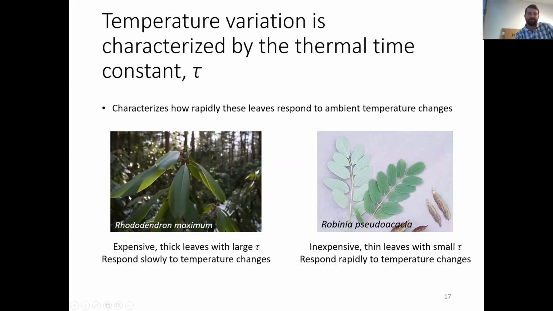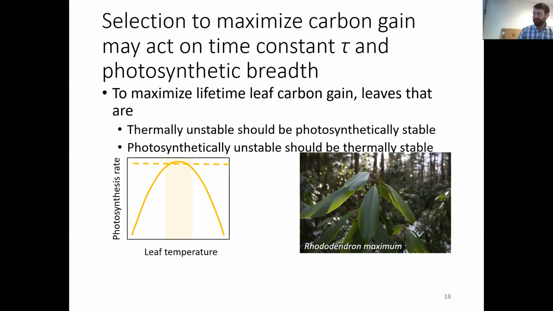So we can consider a couple examples here, rhododendron and robinia. So rhododendron has, in terms of carbon and biomass, relatively expensive thick leaves. We can calculate out the time constants, and these are large time constants. So rhododendron responds relatively slowly to temperature changes. And robinia has inexpensive thin leaves that have small time constants, and so they respond relatively rapidly to temperature changes. So we can see how the traits of these leaves then have an implication for the temperature dynamics of these leaves. The temperature dynamics then have implications for the rates of physiology, okay?